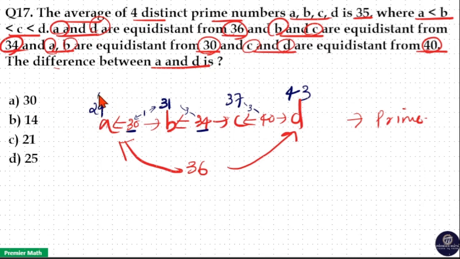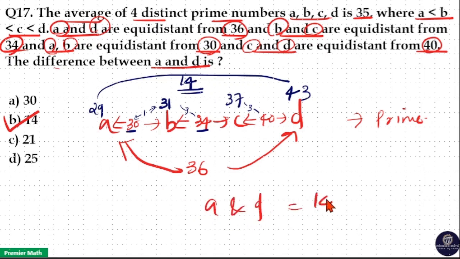Now the difference between 29 and 43 is 14. So option B is your answer. That is, the difference between A and D is 14.